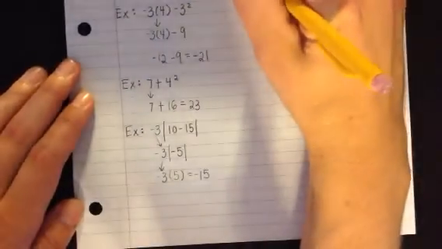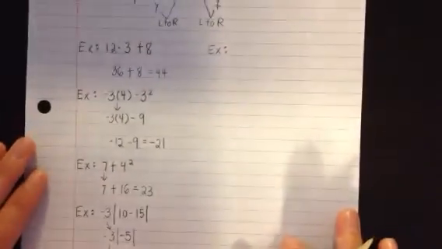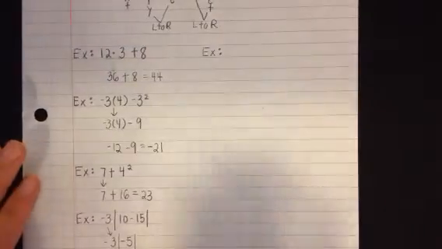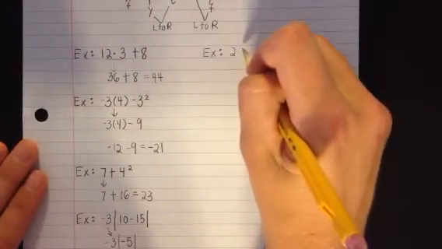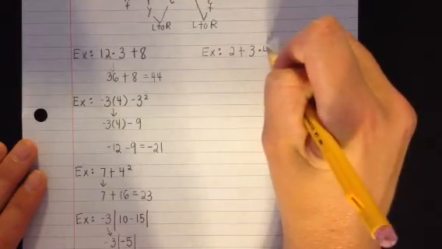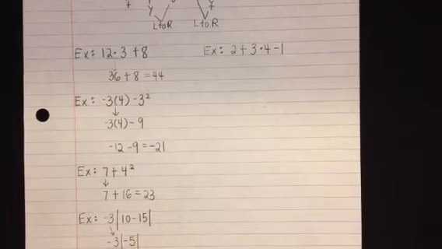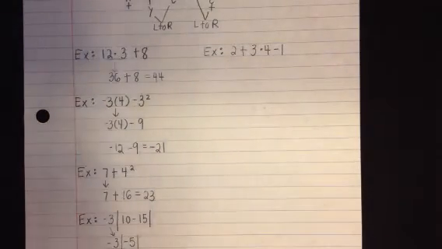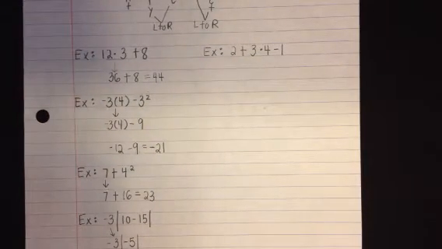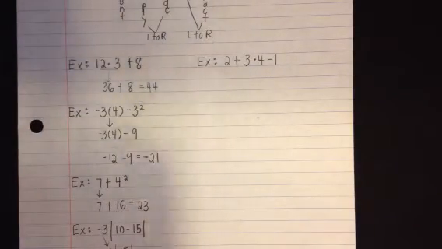So next example, move this down. I'm going to come up to the top. Next example, we're going to do 2 plus 3 times 4 minus 1. All right, so following our order of operations, we don't have parentheses, we don't have exponent, so we're going to handle that multiply first.